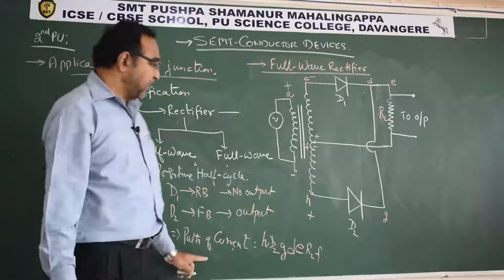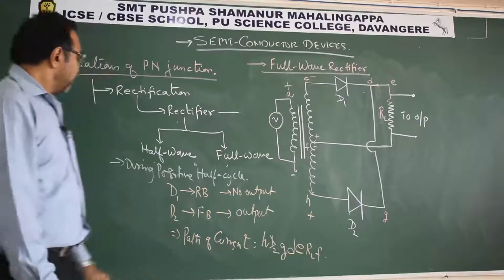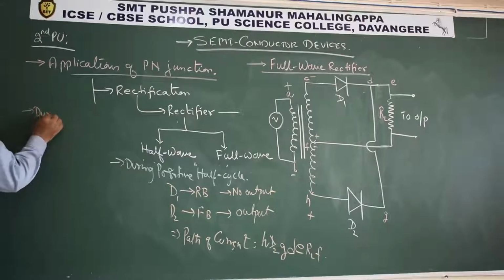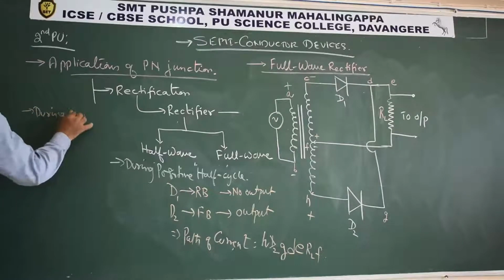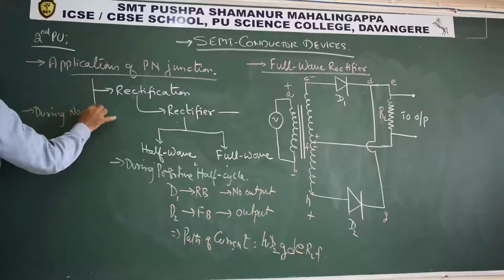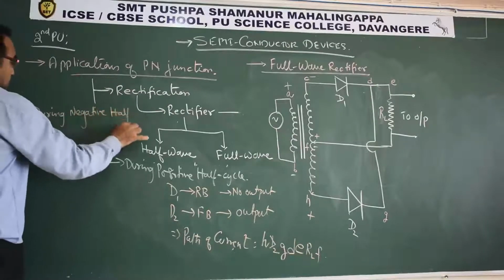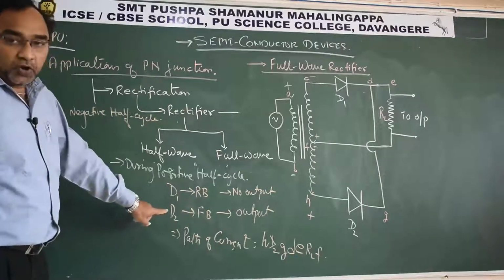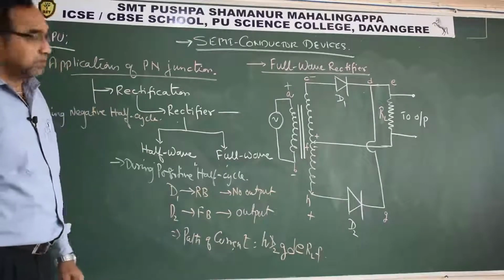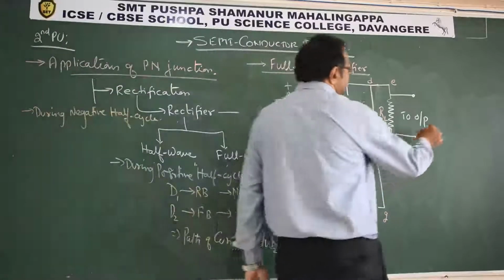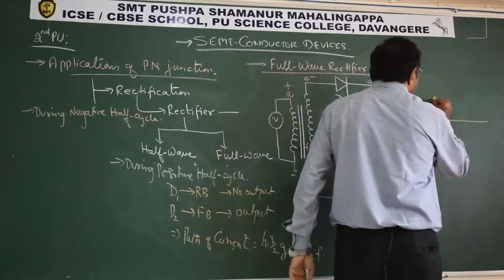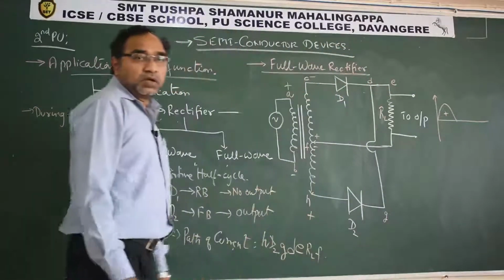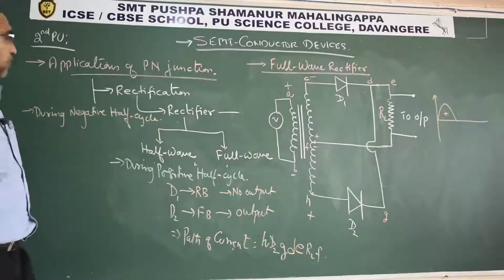So what are we getting? There is output during the positive half cycle. Now let us see what happens during the negative half cycle. I hope this is clear that we are getting output. So if I try to draw the output curve, we are having output. Now what about the negative half cycle?